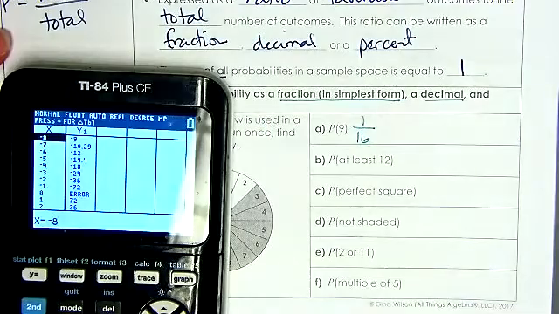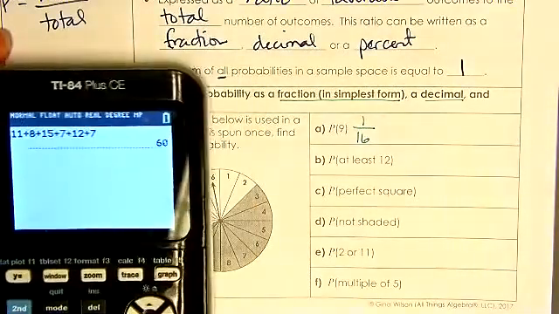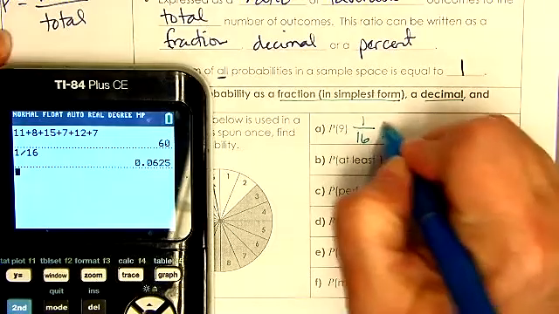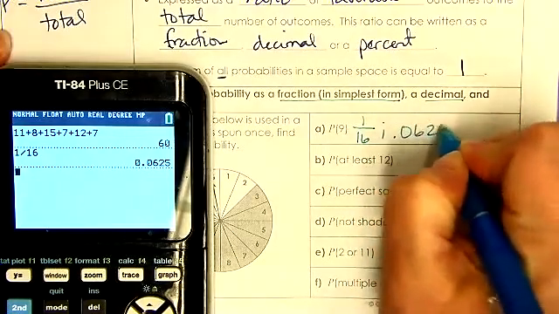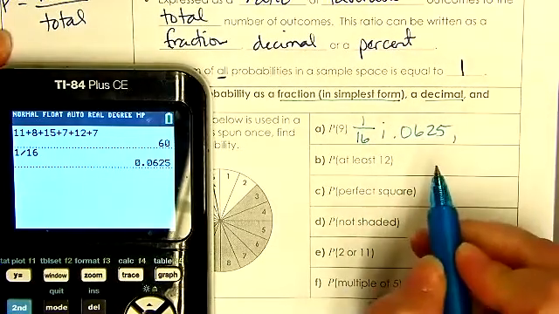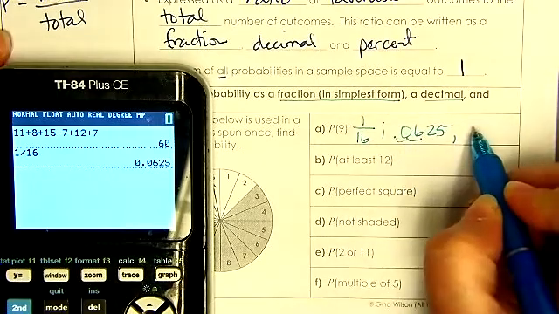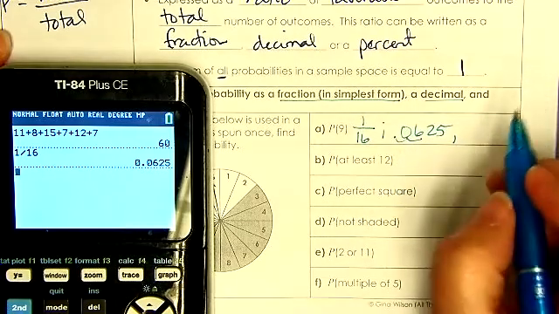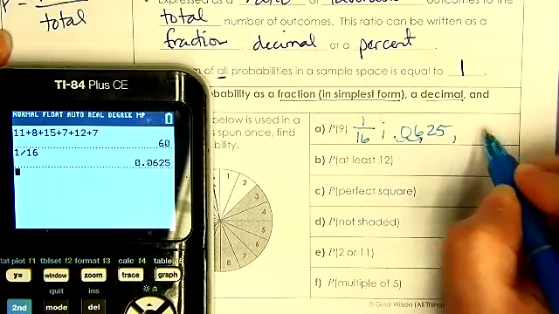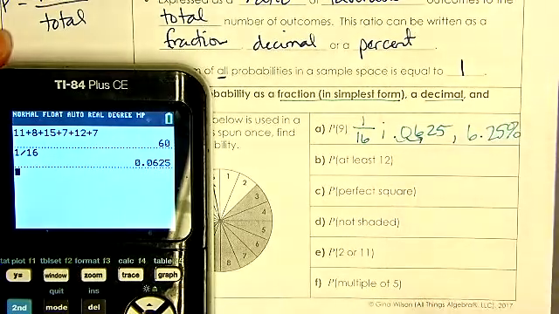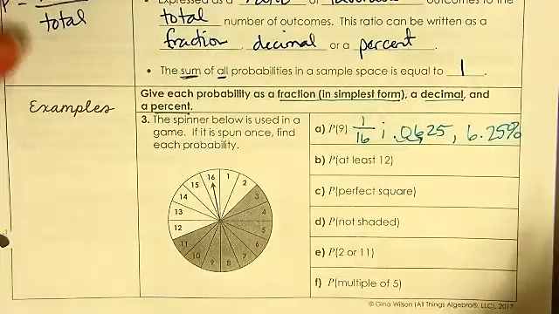So in the calculator, I do 1 divided by 16, which gives me 0.0625. Now to change this to a percent, remember we have to move the decimal twice to the left. I'm sorry, to the right. Learn my right from left. 2 decimals to the right, and we become 6.25%.